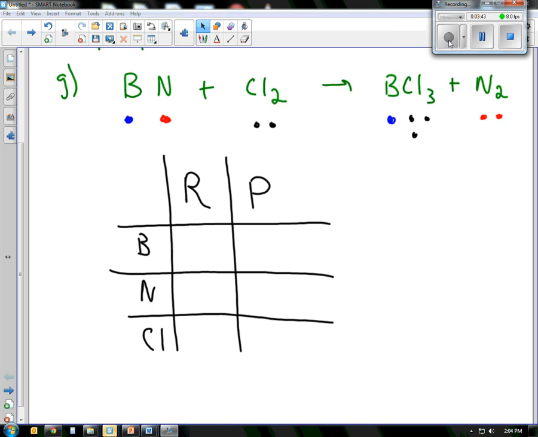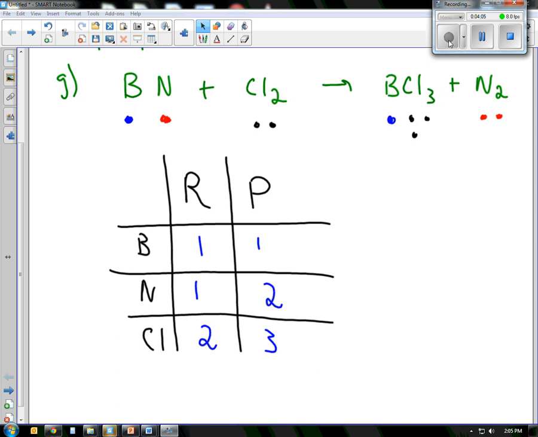And let's get some numbers down. So how many boron atoms are we starting with on the reactant side? Well, we're starting with 1. We've got 1 nitrogen. We have 2 chlorines. On the product side, we have 1 boron. We have 3 chlorines, and we have 2 nitrogens. And so now you have a starting place.